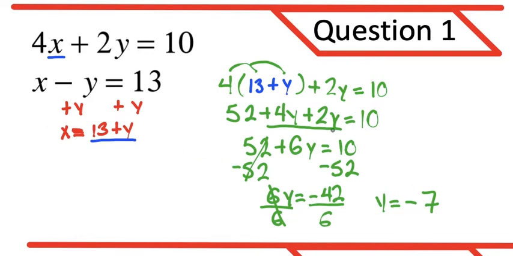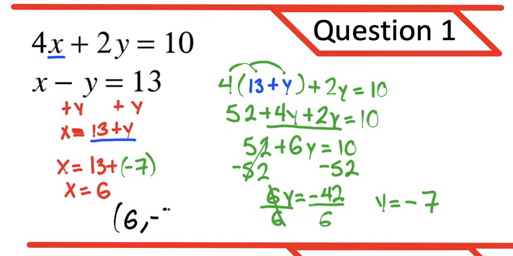Now that we have what y equals, we can plug it back into our equation for x. So we're going to have that x equals 13 plus, and then instead of y, we're going to plug in what y is equal to, negative 7. 13 plus negative 7 is the same as 13 minus 7, which would just be 6. So we have that the answer of this system of equations is going to be 6 comma negative 7.